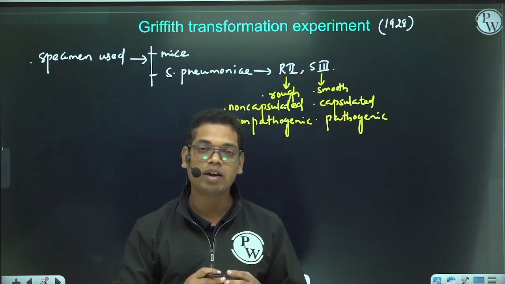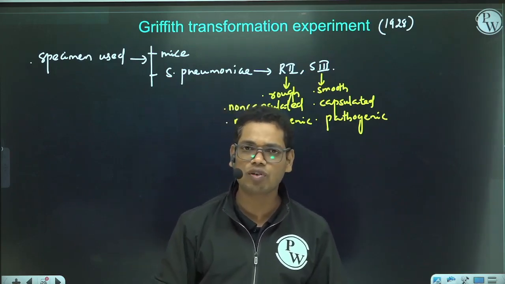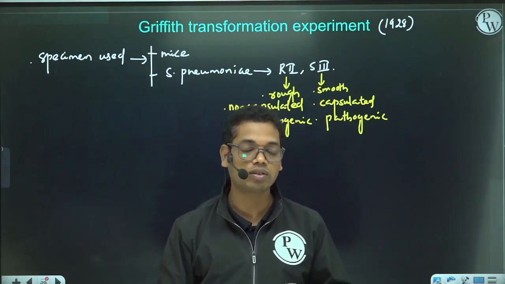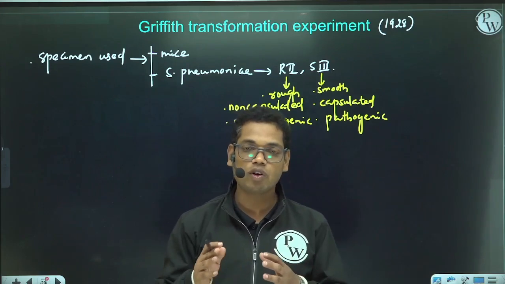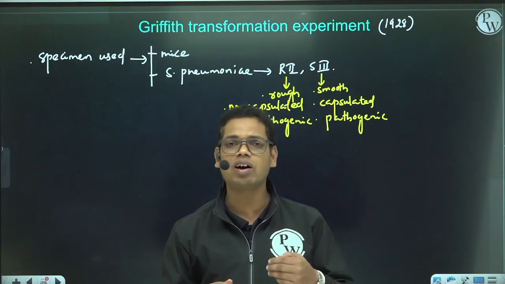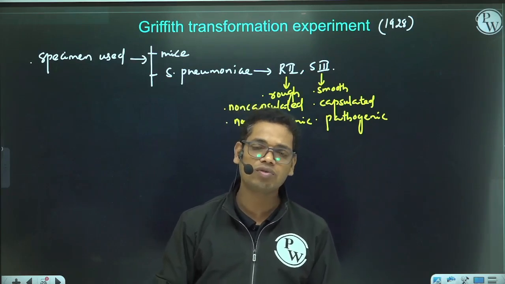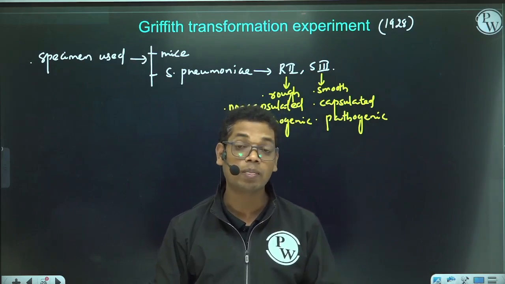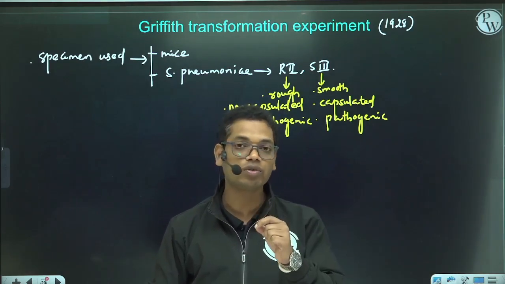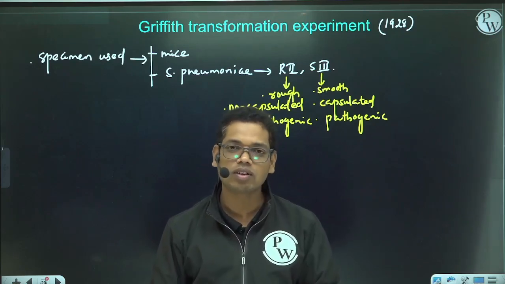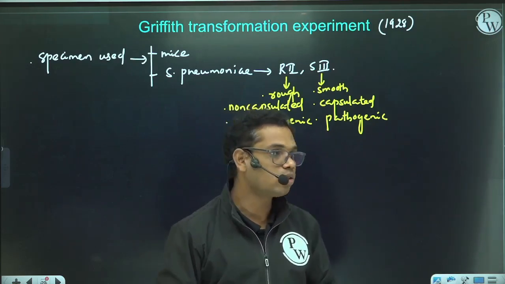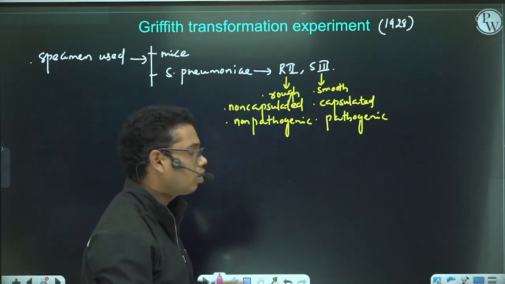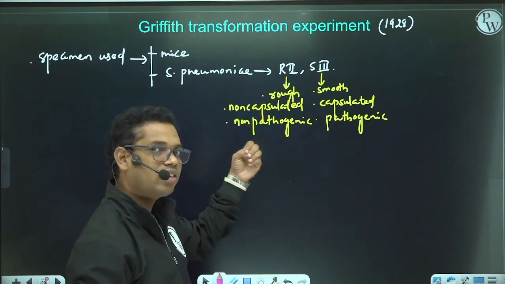And this bacterium has two forms. One is the R form, that means rough, and another is the S form, that means smooth. And these forms have various strains like R1, R2, R3, R4, etc. And S also has various strains like S1, S2, S3, S4, etc. Which forms were used by the great Griffith is important. It was R2 and S3.